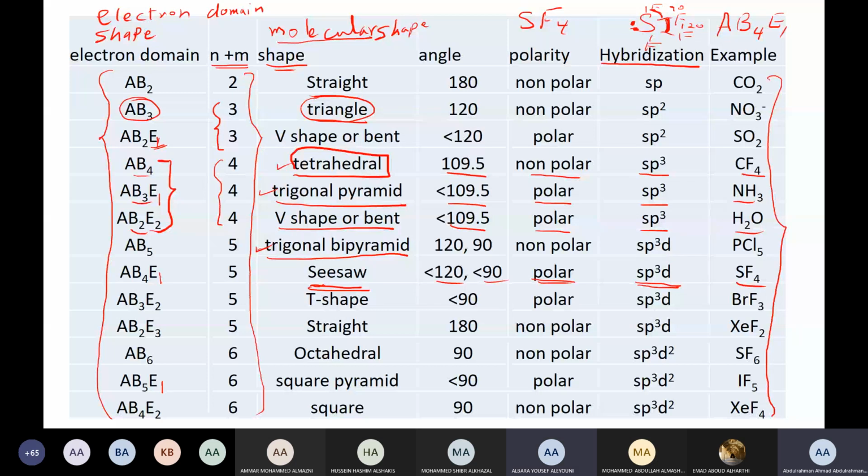If it's polar, it will be polar. Of course, this is polarity. If the terminal atoms are what? Important: terminal atoms must be what? Must be the same. If you change the terminal atom, everything becomes polar. Okay, is this clear? Yes. If you change the terminal atom, everything becomes polar.